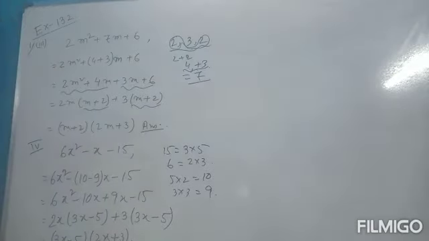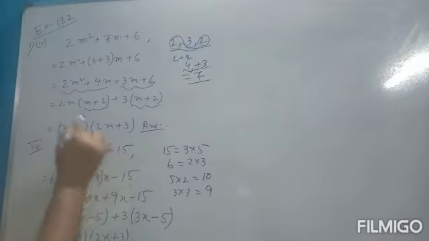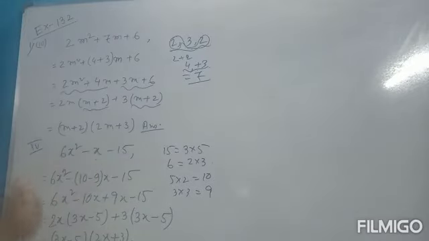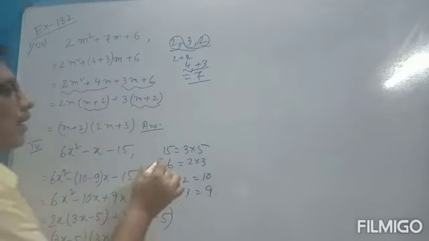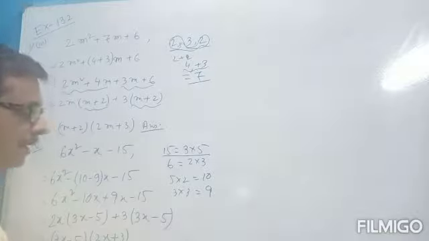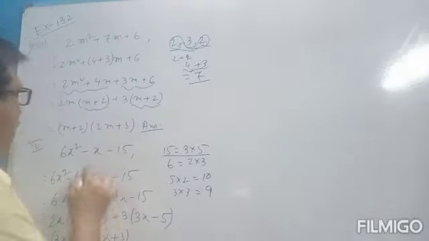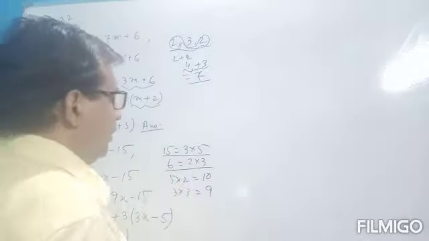Next, question number 14. 6x square minus x minus 15. Again, I repeat, 15 into 6, 90, is not required here. Just find the factors of 15 and factors of 6. 15 can be written as 3 into 5, that means factors 3 and 5. And 6 can be written as 2 into 3.